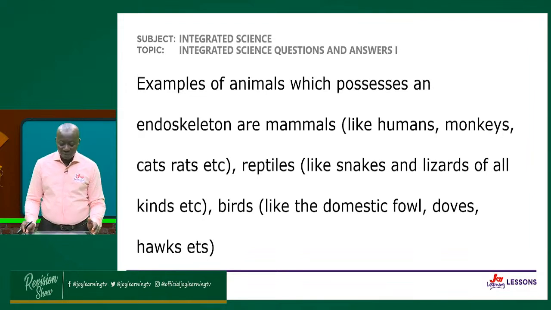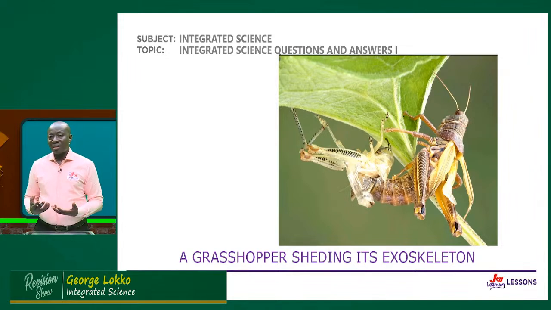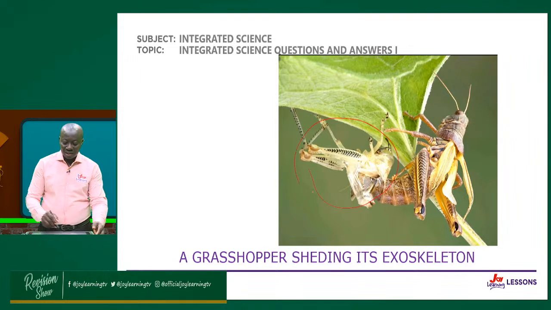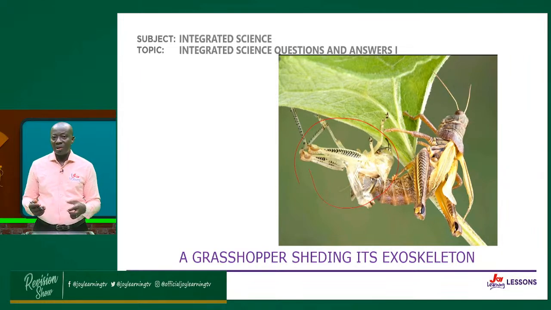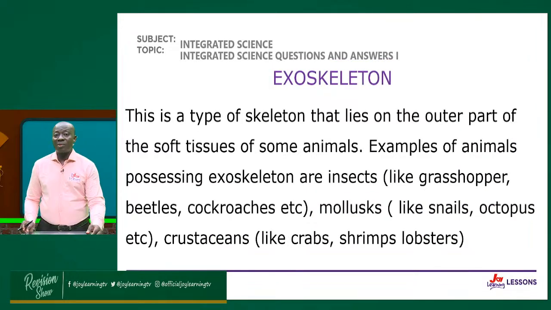But we can also have other animals whose skeletons are outside. So we have a grasshopper shedding its exoskeleton. So you see, if you look at that of the grasshopper, it grows out of its skeleton, its skin, and it comes out, a process we call ecdysis or molting in biology. So in this case, it leaves behind the exoskeleton, that hard material that protects the structures inside. So the exoskeleton, the skeleton rather, is formed outside the body and the soft tissues are inside the skeleton. But in the case of mammals, the skeleton is inside the tissue and is protecting other important organs or structures inside the body.